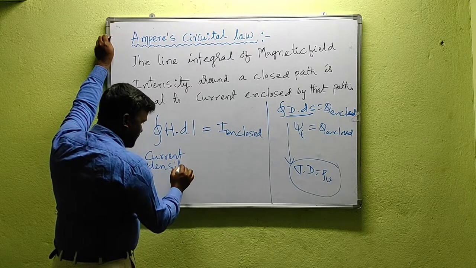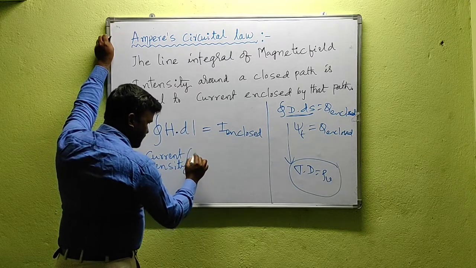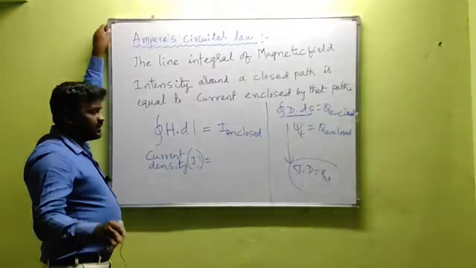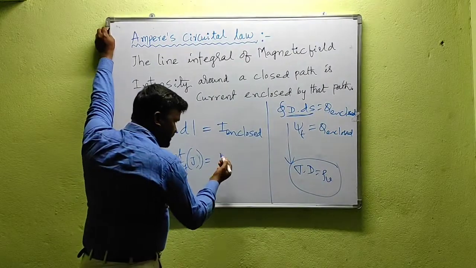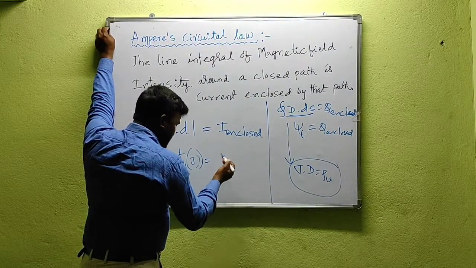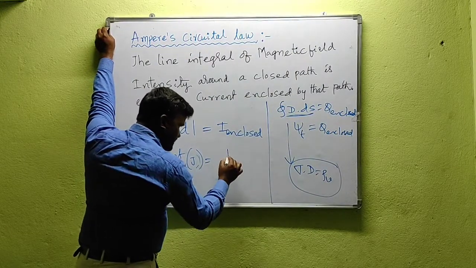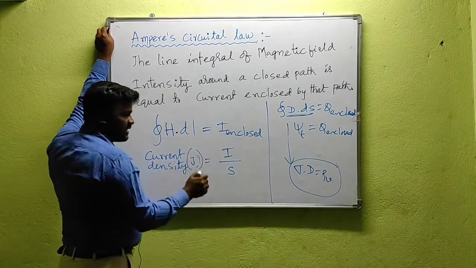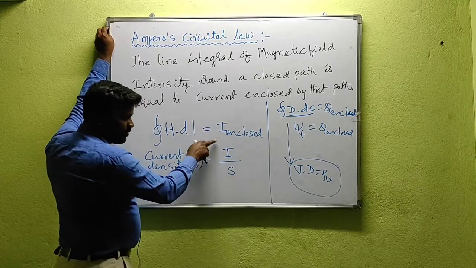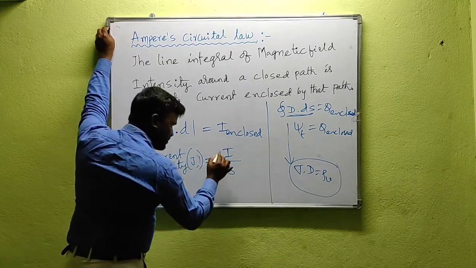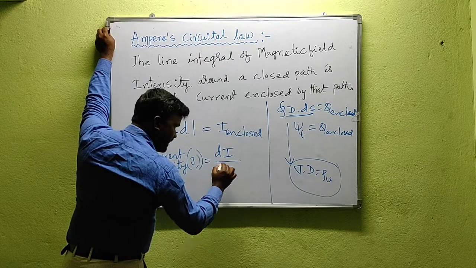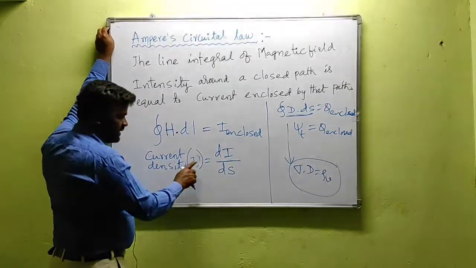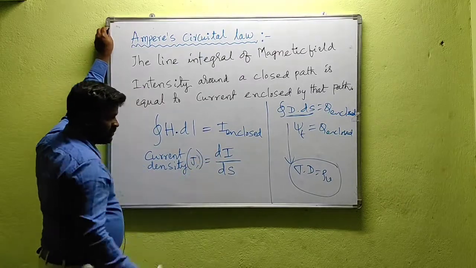Basically it is represented by J. Flux density is flux per unit surface area; current density is current per unit surface area, that is I by S. If this surface area changes, the current flowing through this surface area also changes. So that's why dI by dS. It indicates that if the area changes, the current passing through that area also changes. That's why J can be written as J equal to dI by dS.